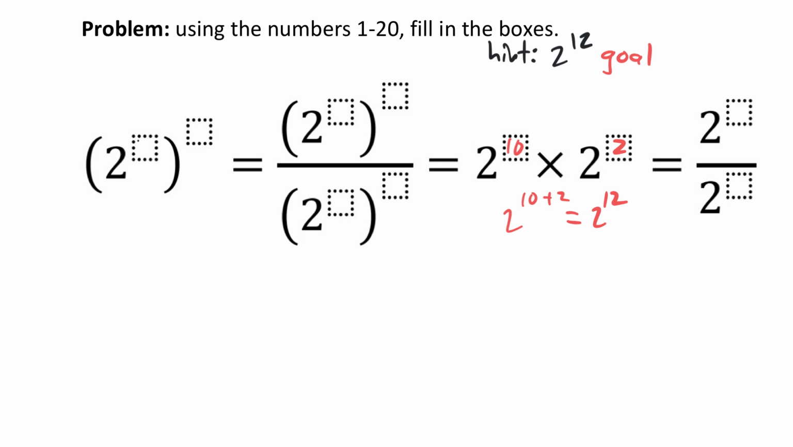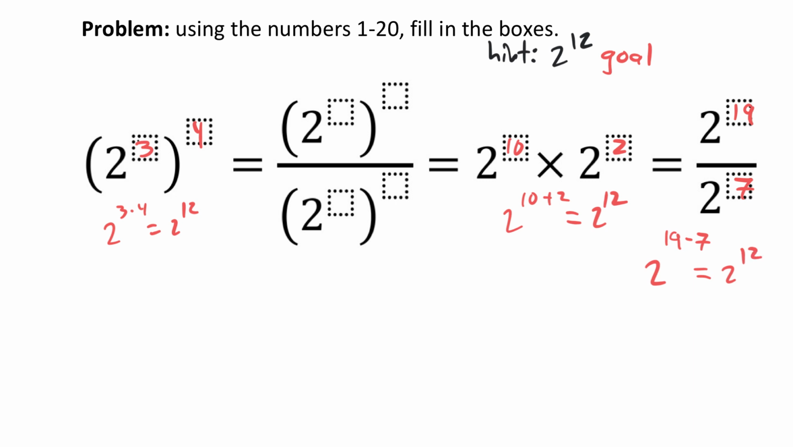Over here, we have 2 to the 3 to the 4. That will also give us 12, because we know when we have power to a power, we multiply. So this is 2 to the 3 times 4, 2 to the 12. Here we can put 2 to the 19 to the 7, because we know when we have two powers divided, we get to subtract them. 2 to the 19 minus 7 is 2 to the 12.